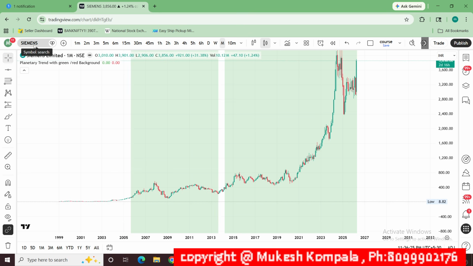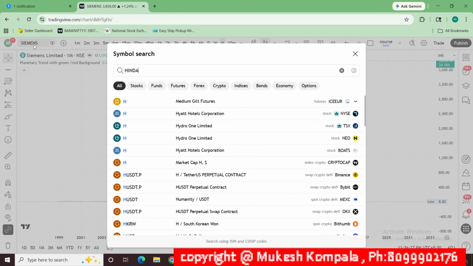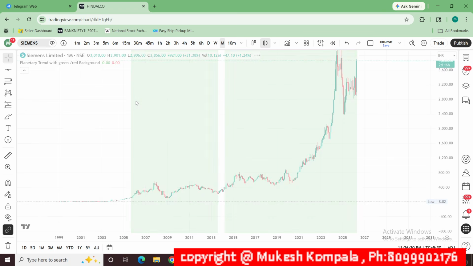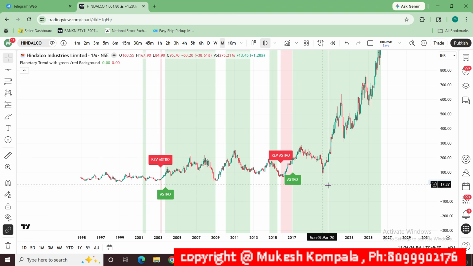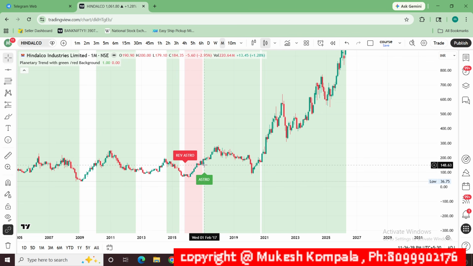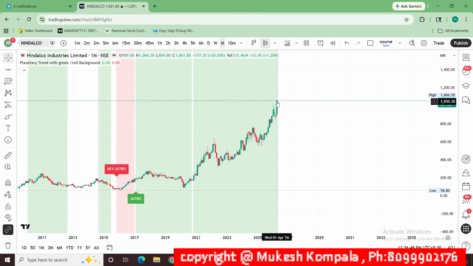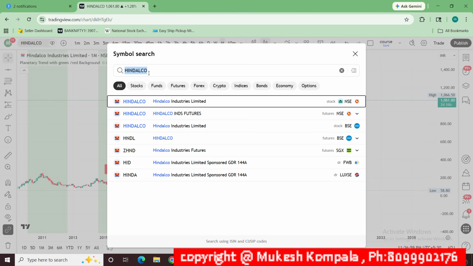If you want to go for Hindalco, now see, it was given at 152 points. From there it was still rising, 10 times in less than 10 years. Go for any private companies so that it will give huge returns.